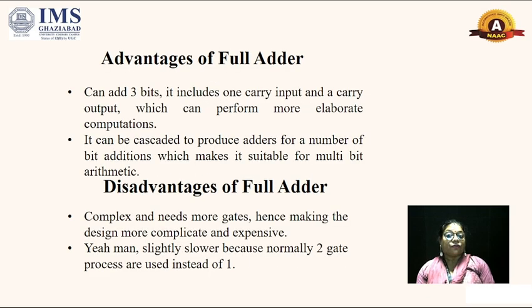Now the advantages of the full adder. As we know, it can add 3 bits. It includes one carry input and one carry output, which perform more elaborate computation, and it can be cascaded to produce adders for a number of bits, which makes it suitable for multi-bit arithmetic. Now, what are the disadvantages of the full adder? It is complex and needs more gates, making the design more complicated and expensive. It is also slightly slower because two-gate processes are used instead of one gate.